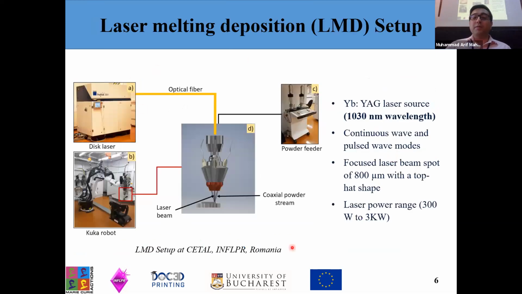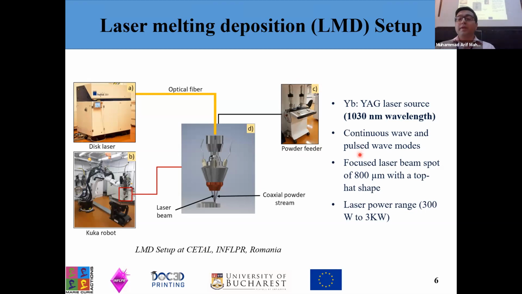This is a typical setup of the LMD at Chetal in a Philip array. In figure A, we can see there is a disc laser source. In figure B, we can see that there is a KUKA robot, and there is a coaxial powder nozzle. We also have the 3-jet powder nozzle, which is equipped on the robot, and a powder distributor.